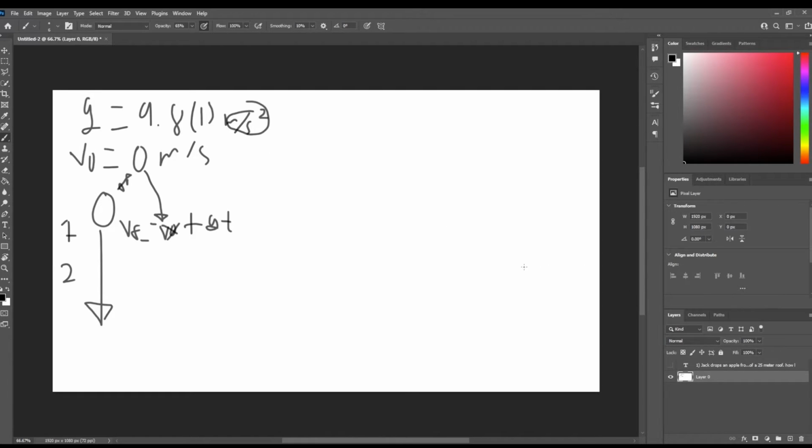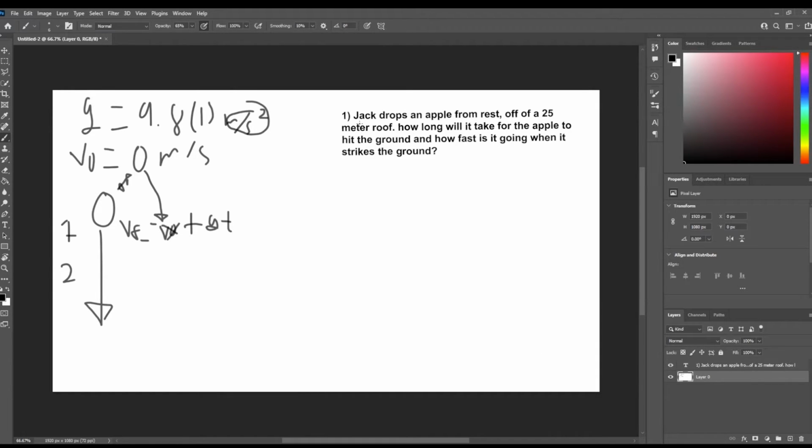So here is our scenario today. Jack drops an apple from rest, so off of a 25-meter roof. How long will it take for the apple to hit the ground, and how fast is it going when it strikes the ground? So in our scenario today, we are looking at an apple. Jack drops an apple from rest. So that is going to give us a key thing.